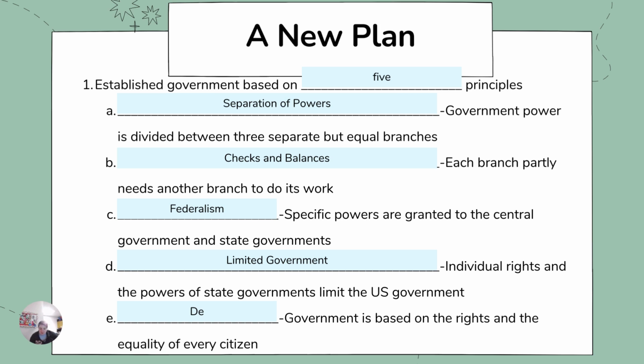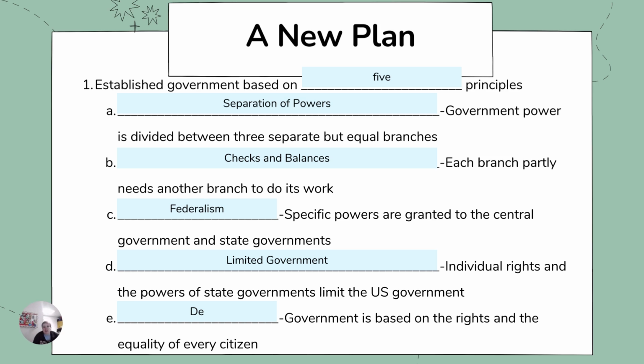It established a government based on 5 principles. These 5 principles are separation of powers, which means that government power is divided between 3 separate but equal branches. It's the checks and balances. Each branch partly needs another branch to do its work.